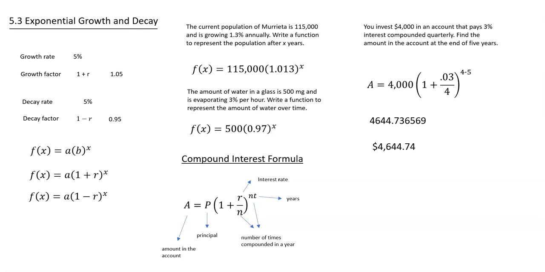So that's a quick review of 5.3. Now, 5.4 is geometric sequences. A geometric sequence is a set of numbers where we're multiplying or dividing by the same thing every time. So here's a sequence, 2, 6, 18, 54, 162. We can see that each time we're multiplying by 3.